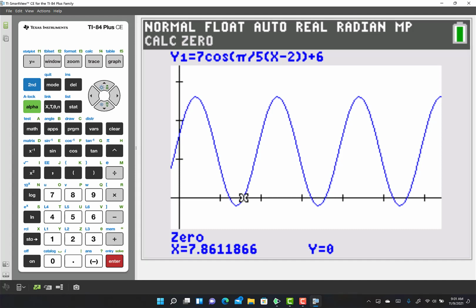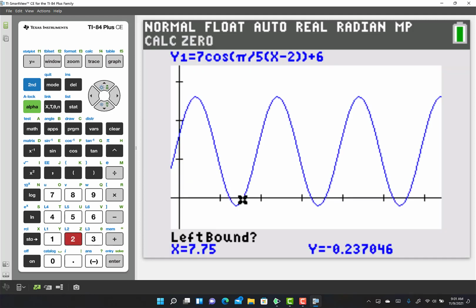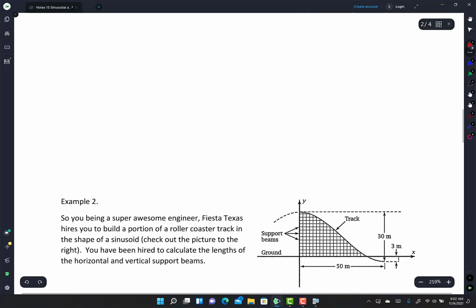Yes. Ready? Second, calculate, and then I put number 2, 0. Then it's going to tell me where to look. So I want you to look between here and there. Guess? Nope. And I just push enter. You see that would be 7.8611 seconds. Yes, seconds. All right, let's go to the next one.